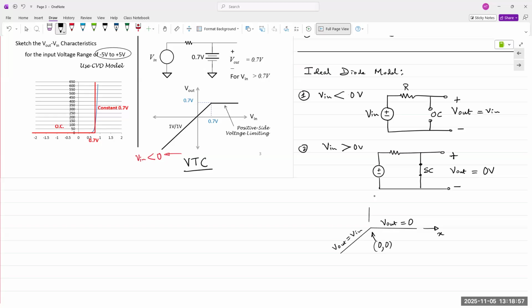X-axis and Y-axis. On the X-axis, we have V in. On the Y-axis, we have V out.